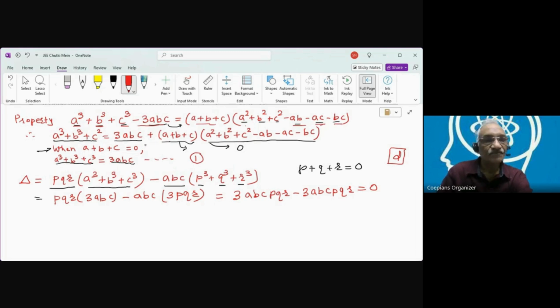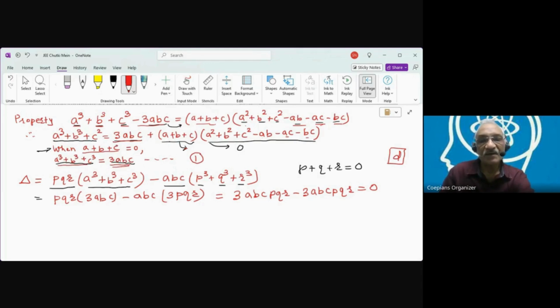So if you take 3ABC to the right hand side, because we want to know the value of A cube plus B cube plus C cube, it becomes 3ABC plus A plus B plus C into bracket A square plus B square plus C square minus AB minus AC minus BC. Since we have A plus B plus C as 0, the value of A cube plus B cube plus C cube becomes 3ABC.